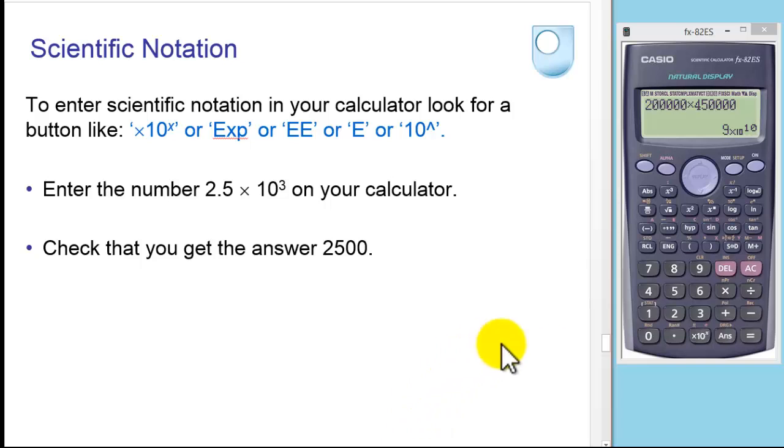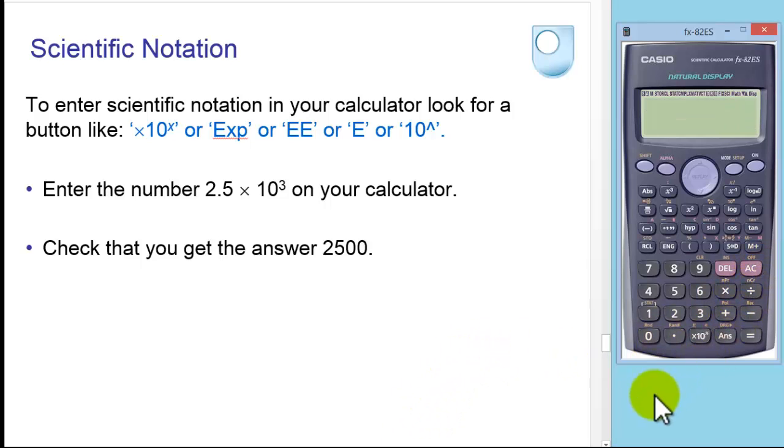So scientific notation on the calculator, we've already mentioned that before. We've got the times 10 to the power of button at the bottom. So if I put in 2.5 times 10 to the power of 3, press equals, I get the answer 2,500.